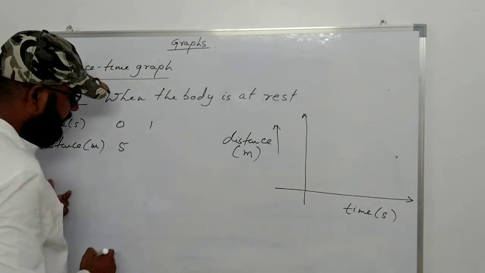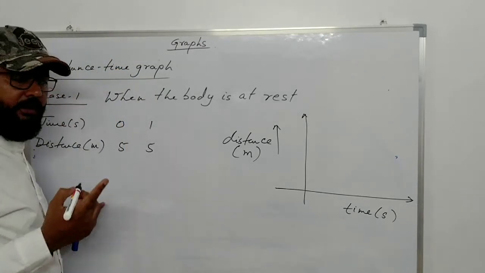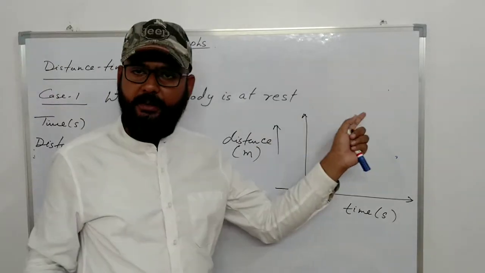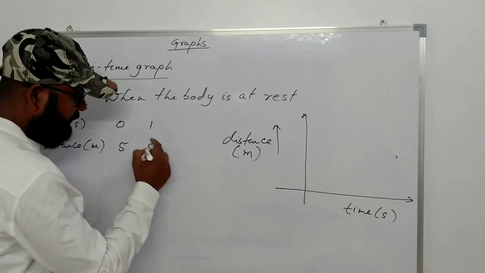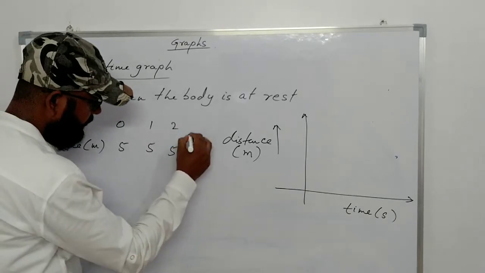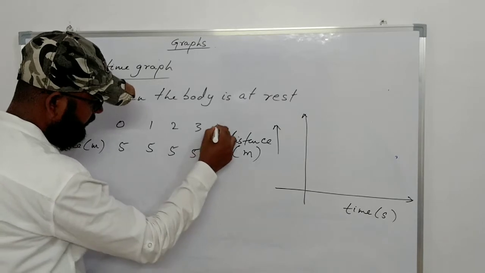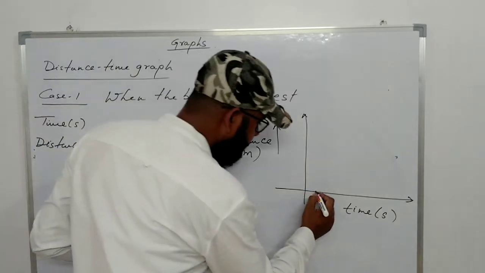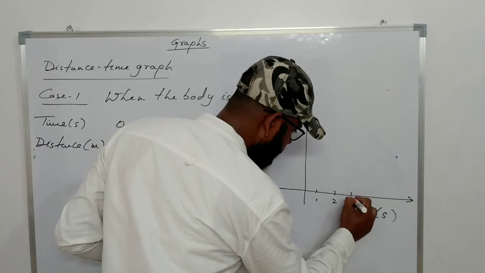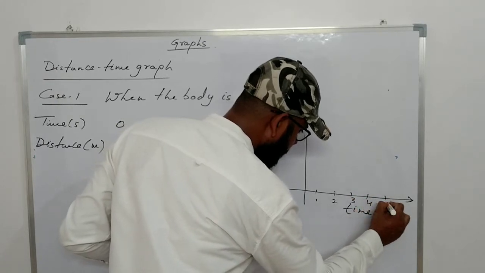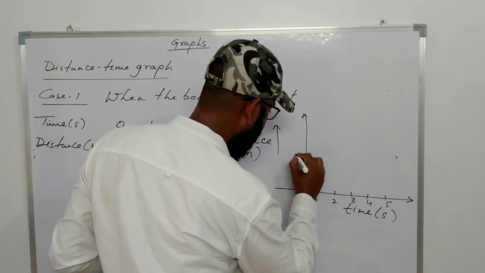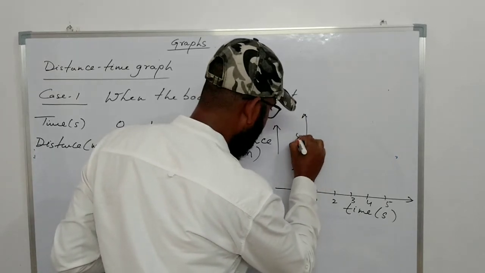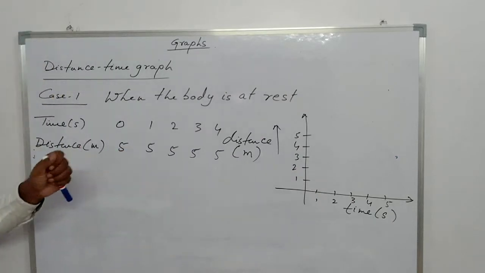Okay, suppose in 1 second the object is again there. What is the condition? When the body is at rest. In 1 second, again the distance is 5, at 2, again 5, at 3, again 5, at 4, again 5. So like this, 1, 2, 3, 4, 5. Here 1, 2, 3, 4, 5. See how to plot the graph.